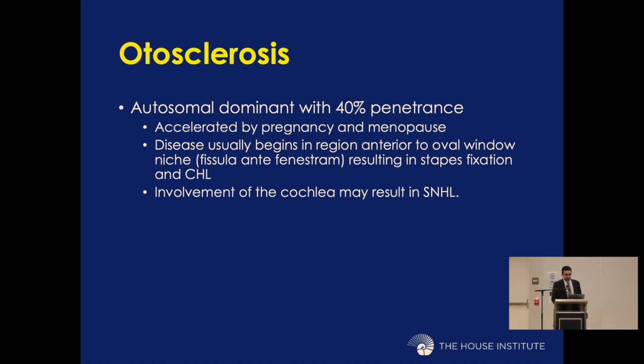And usually it begins in the region anterior to the oval window. Sometimes it can be at the posterior aspect. When it's in the front, we call it fissula ante fenestram or fenestral otosclerosis, but it can sometimes spread and involve the entire otic capsule.